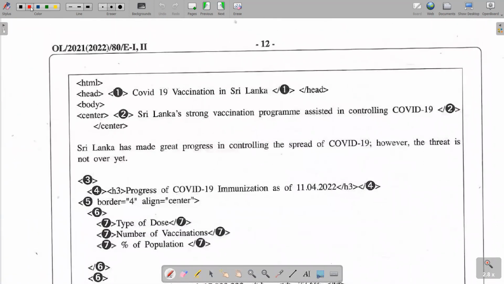Yeah, so inside the head section, there is number 1. So this is definitely going to be the title. And then it comes to the body part, and it is being center aligned. This is, of course, going to be an H1, the bigger one, bigger font.